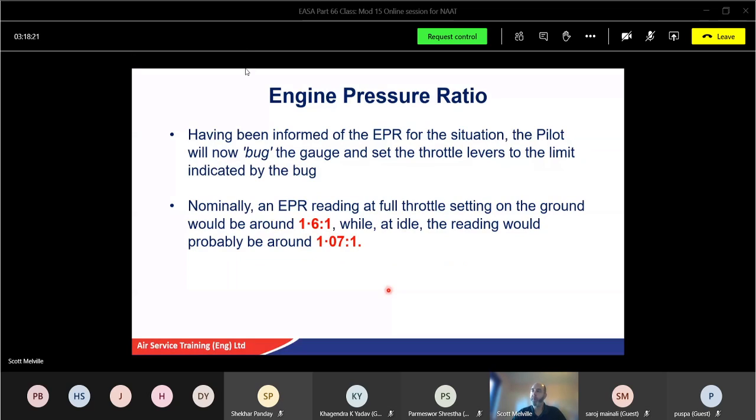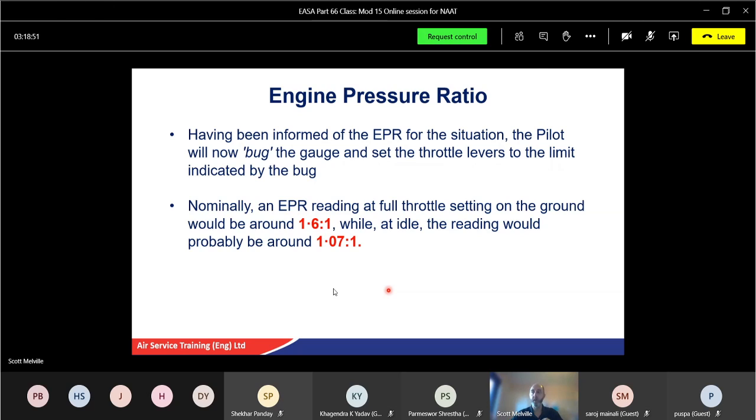Once you've been informed of the EPR for that situation, you've calculated the pressure thrust available, the pilot will now what's called bug the gauge. Basically, set the gauge and set the throttle levers to the limit indicated on the gauge by the bug. And we set the needle. So when he's putting the throttles up, you will see the thrust gauge go up. And once he gets to his power rating, if the needle doesn't get to where it should be, then he will have to make a decision: I can't take off, or yes, I can take off.